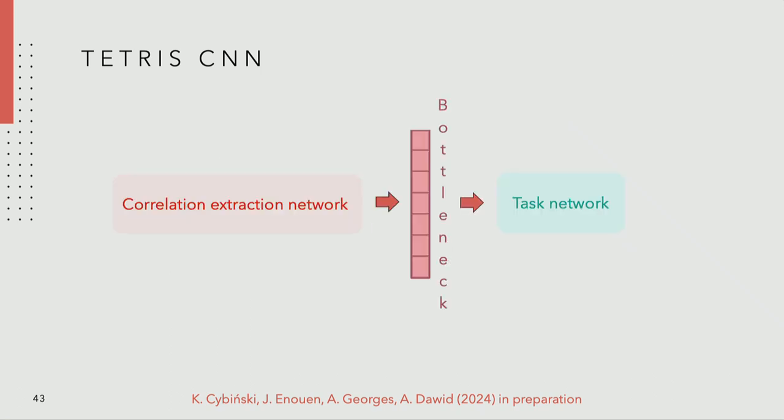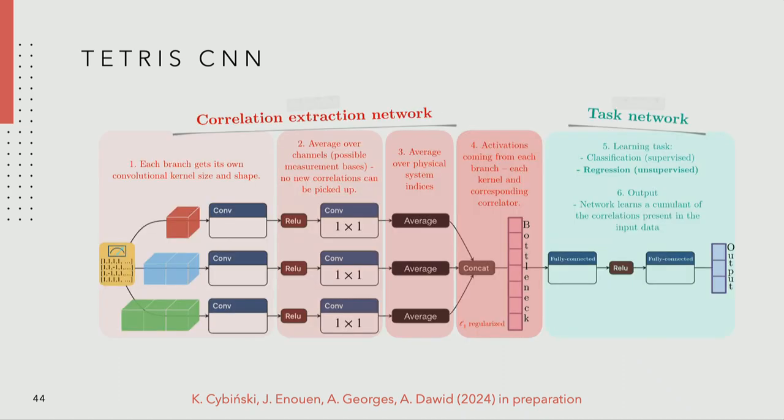Okay, and it seems like reiterating, but I will use this graphic throughout. In practice, what happens, on the left you have this correlation extraction network, which is a CNN with these different kernels. Then the outputs from all parallel paths are smashed together into a bottleneck. And then this bottleneck, which is basically a set of functions of correlators, is used by the task network to do its stuff. Maybe I won't go into super detail on the structure, but this is the more explicit explanation of the architecture. And please bother Kacper, who has it on his poster, and he's very well prepared to tell you about all the steps here.